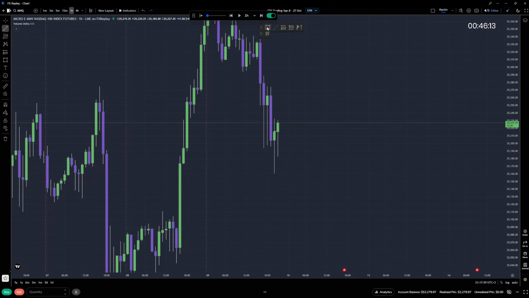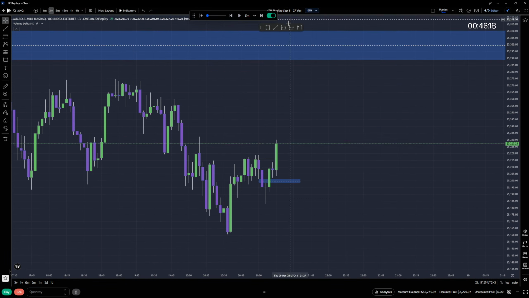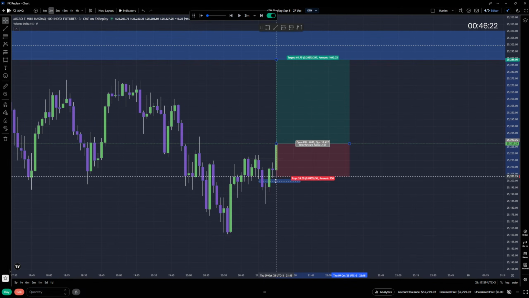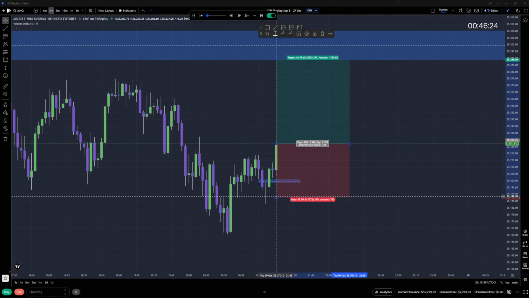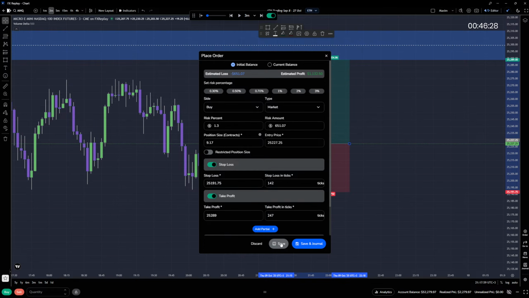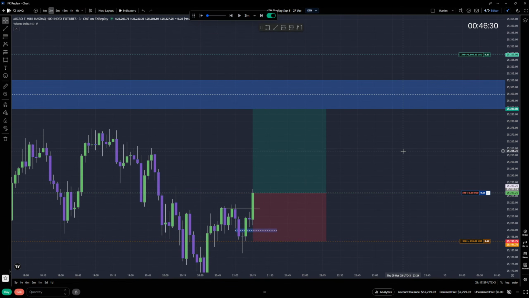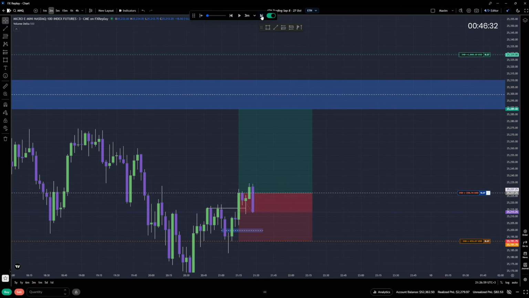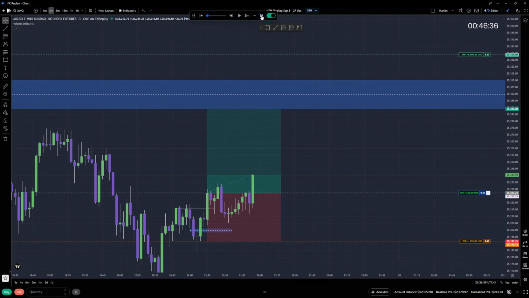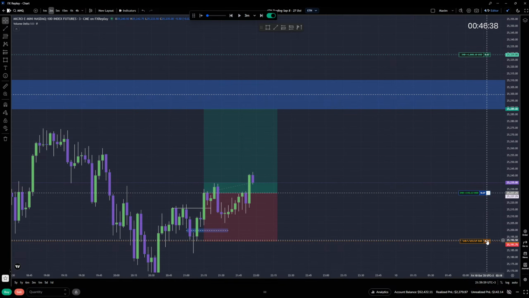I'm going to target this gap. I'm going to put my stop loss here at this low. Okay, rejecting my entry, really strong. I'm going to go break even here.